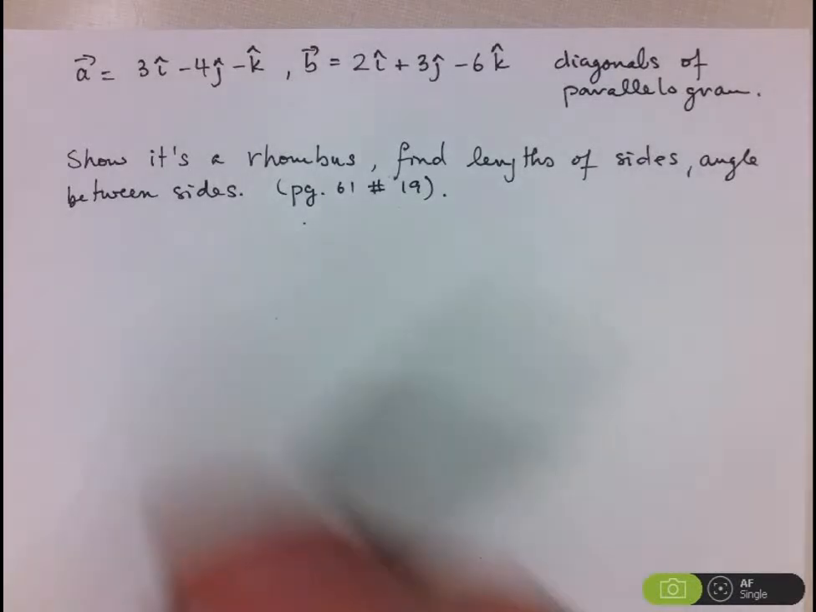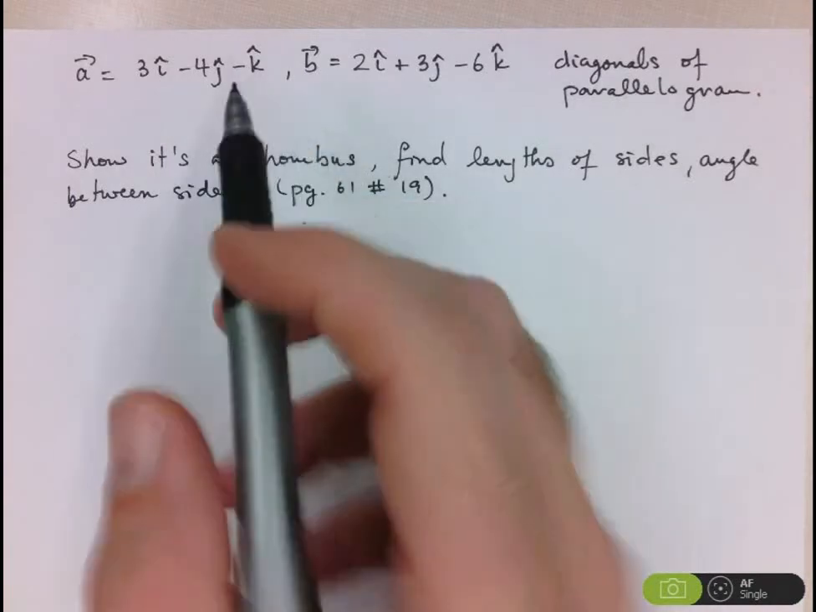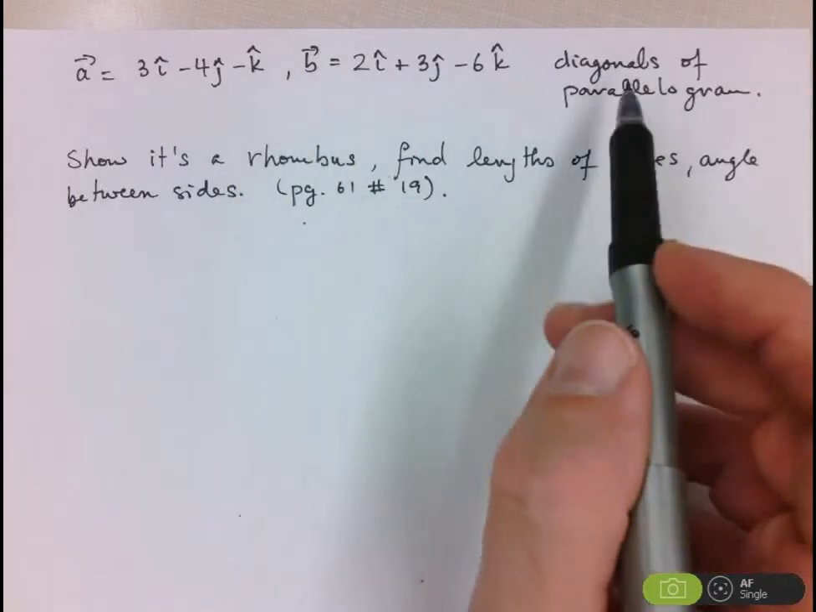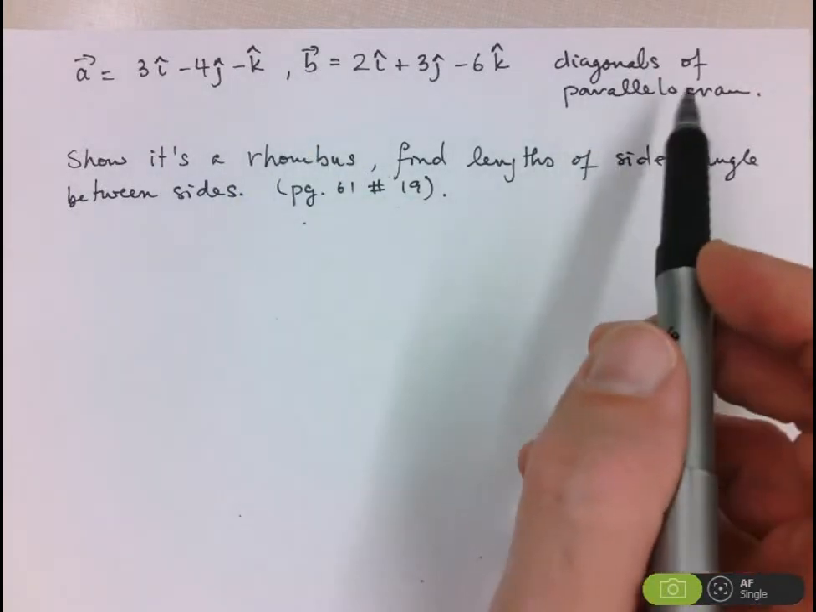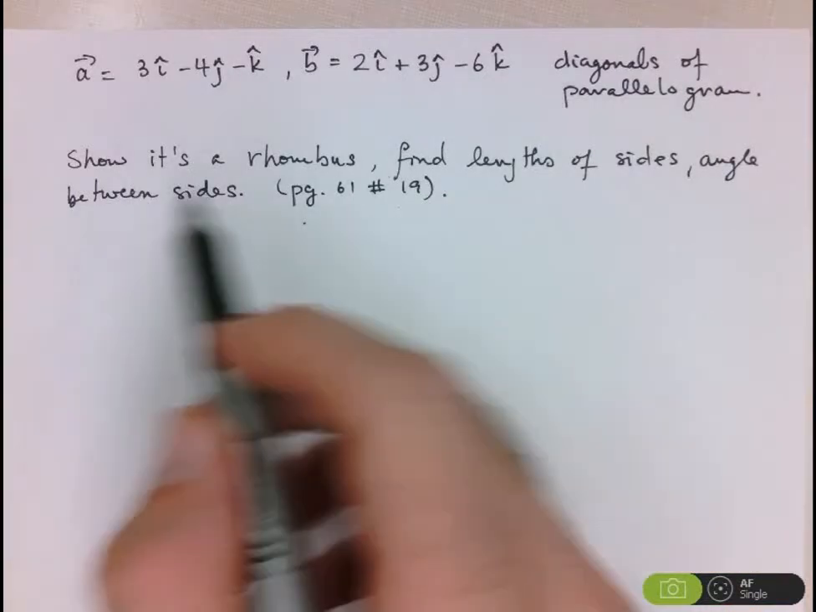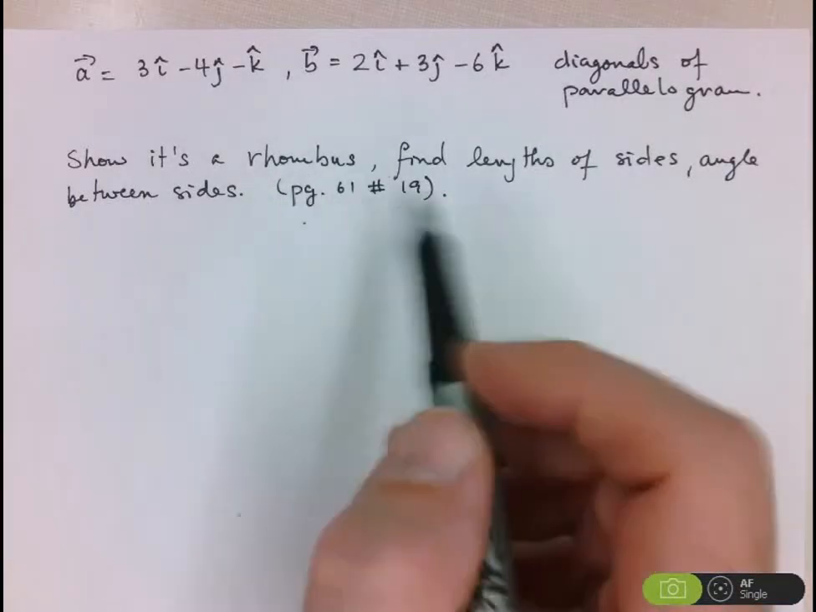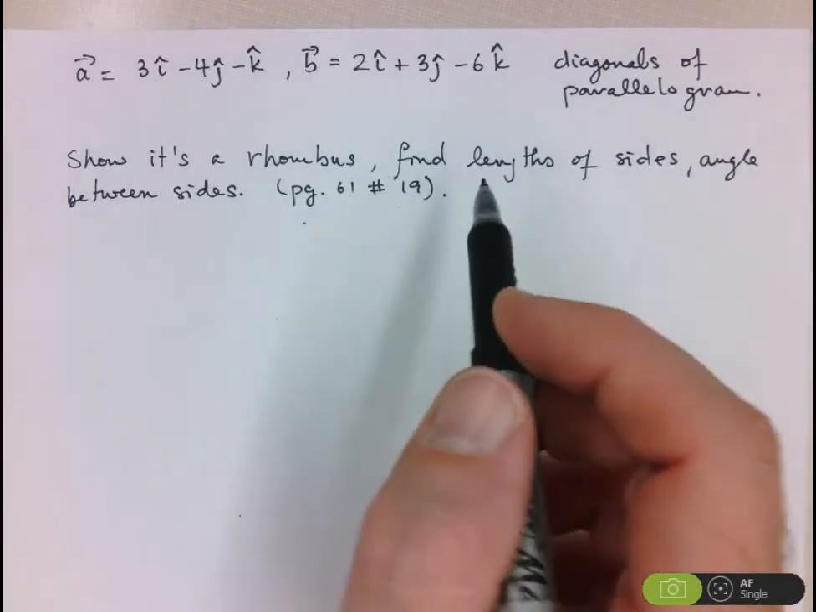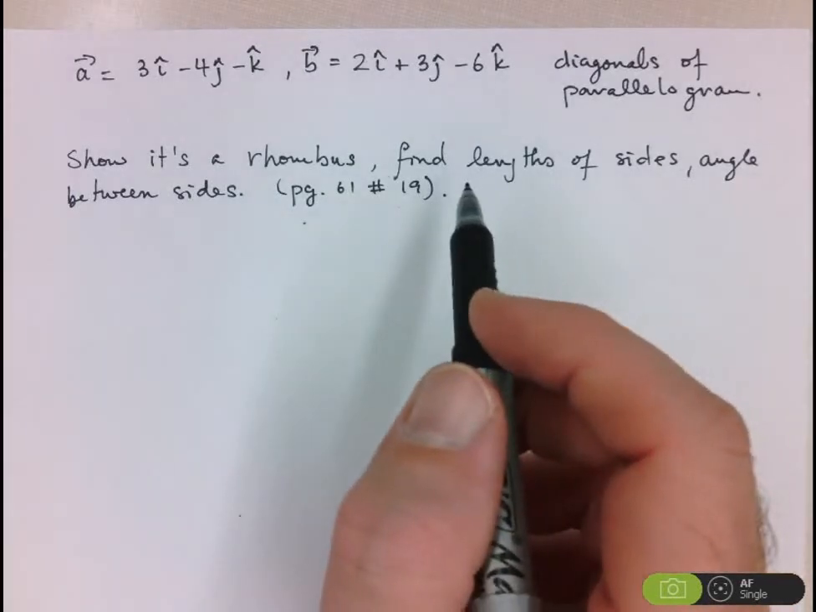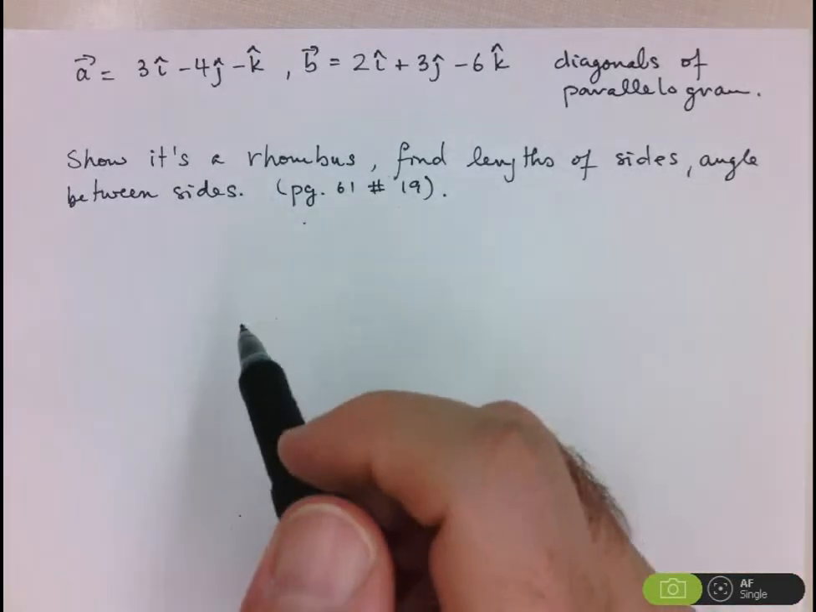So in this question, they give us two vectors A and B, and they tell us that these vectors are the diagonals of a parallelogram. What they want us to do is show that it's a rhombus, so that means all four sides should be equal, and then find the length of those sides, so it really should only be one length, and then the angle between the sides.